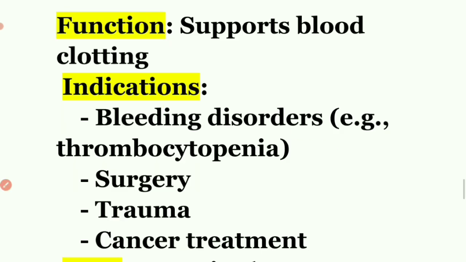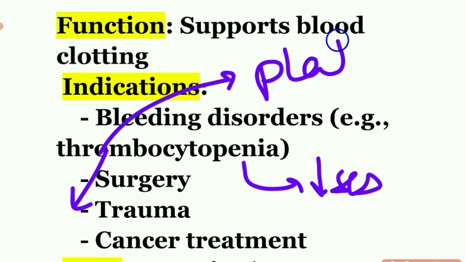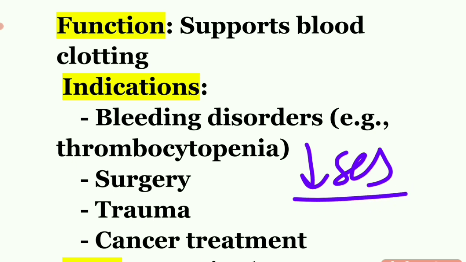The indication is bleeding disorder, like thrombocytopenia. What is the meaning of thrombocytopenia? It contains three terms: thrombo, cyto, and penia. Penia means less, or a decrease. Thrombo refers to thrombus, due to the platelets. Cyto means cell. So platelets are the cell and penia means a decrease. If the platelet amount decreases, this condition is known as thrombocytopenia.